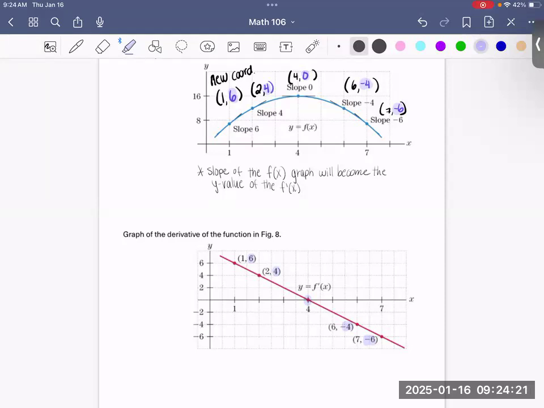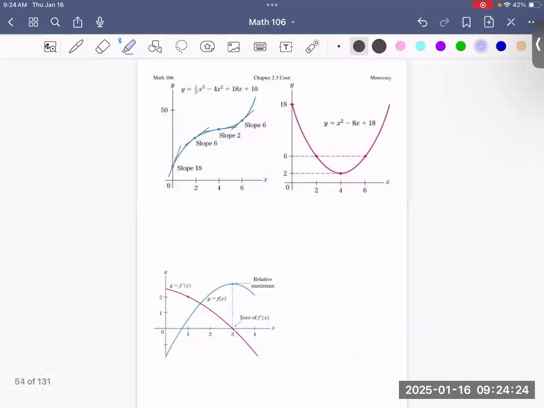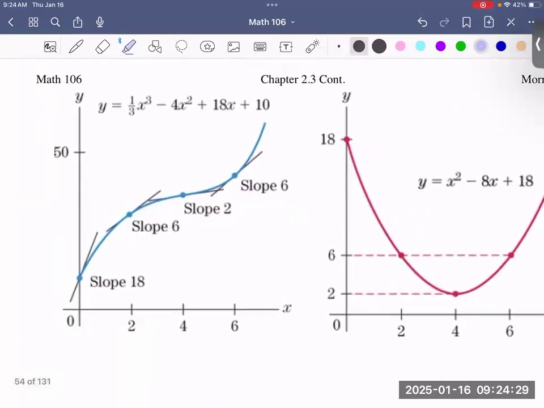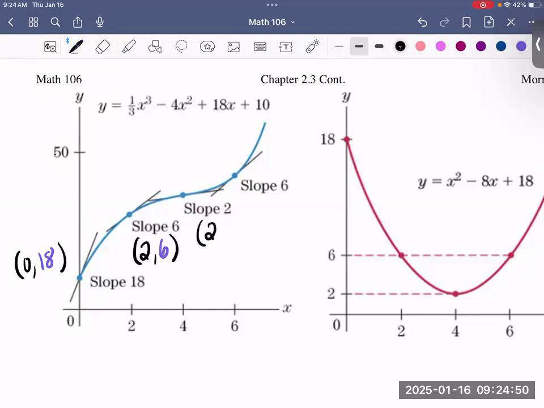So let's have you try that once more over here. See if you can make some new coordinates with the following. Well, your new coordinate for this first one would be 0 and 18. Ooh, 18. And another one, 2, 6. And another one, 4, 2. And one more, 6, 6.